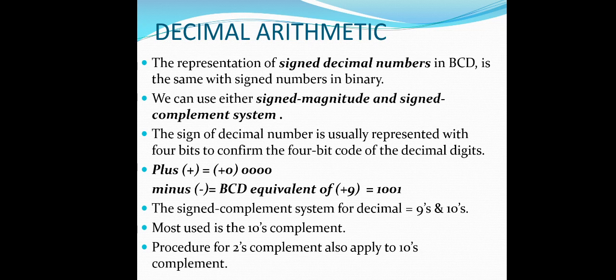Since we have 4 bits for the code, that's why you have to represent the sign for each decimal digit, for you to determine the sign of the numbers. So we will start with binary.